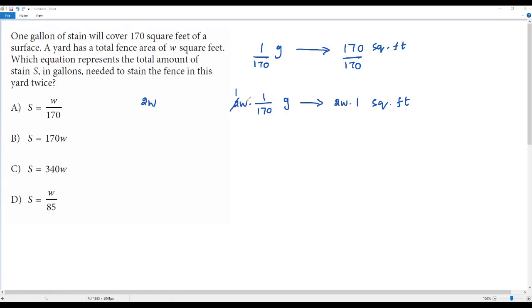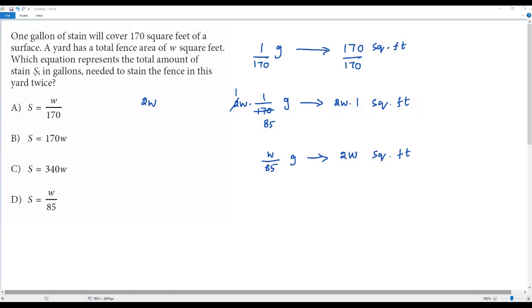Okay, here 2 goes into 2 1 times, 2 goes into 170 85 times. Now W times 1 is W. Then we have W over 85 gallons on the left side. On the right side, 2W times 1 is 2W, that is 2W square feet. Here I got the amount of stain in gallons, that is W over 85, required to cover this area 2W, that is the yard twice.